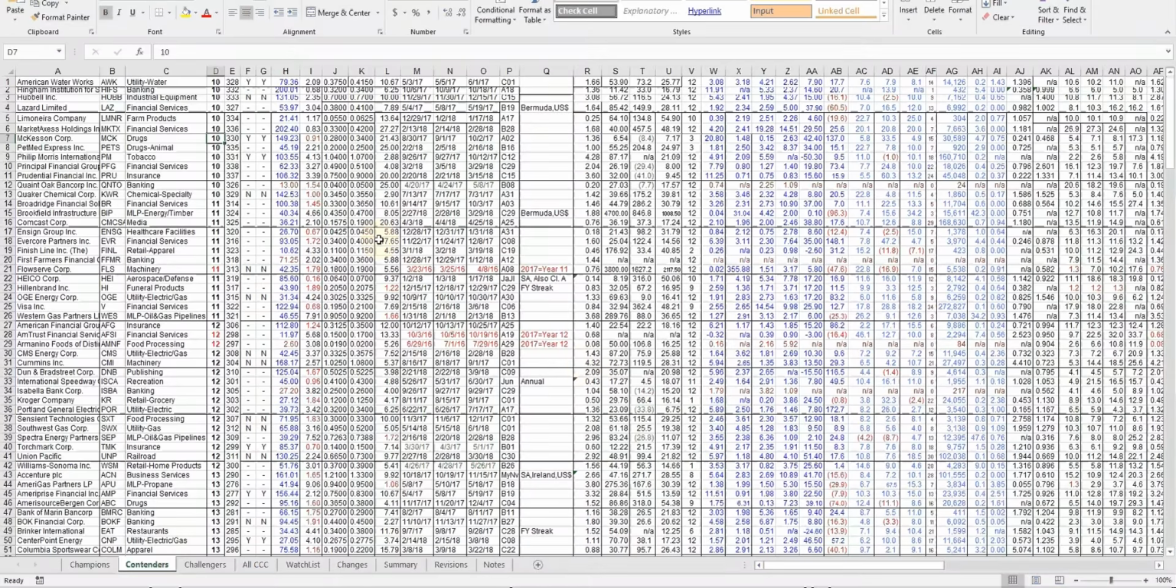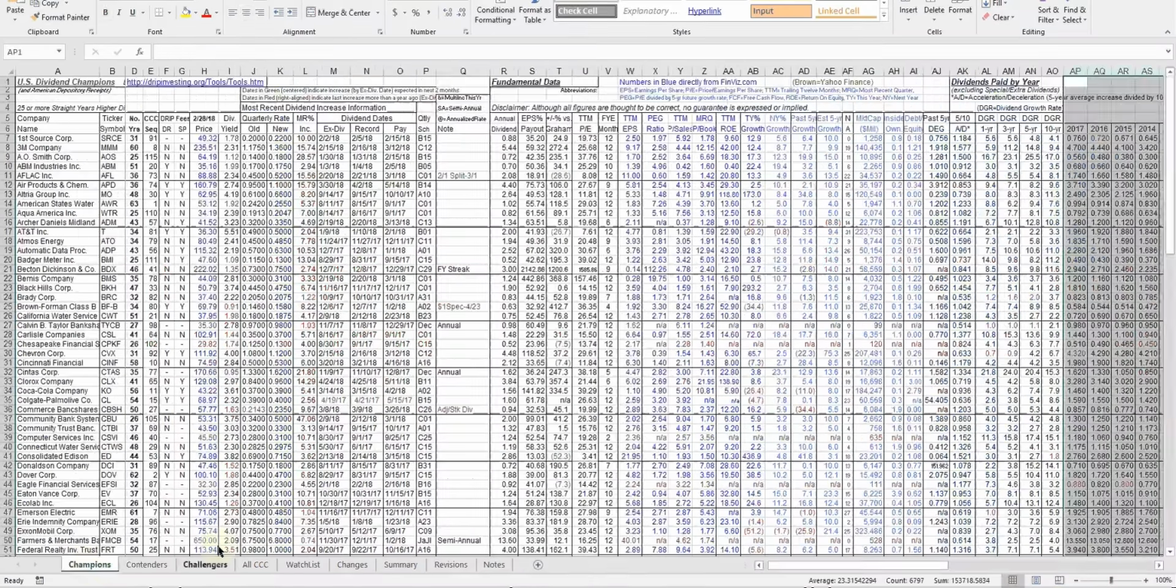Okay, and when you open it up, you can see that there's a couple of different screens that we have here. So we've got champions, contenders, and challengers, and so on. So a champion is a company that increases their dividend every year for 25 years straight. Contenders increasing from 10 years up to 25 years, and then challengers is everything below that. So when I'm doing this, I only focus on contenders and champions. I disregard the challengers because they're a little bit high risk, but feel free to include them if you like.